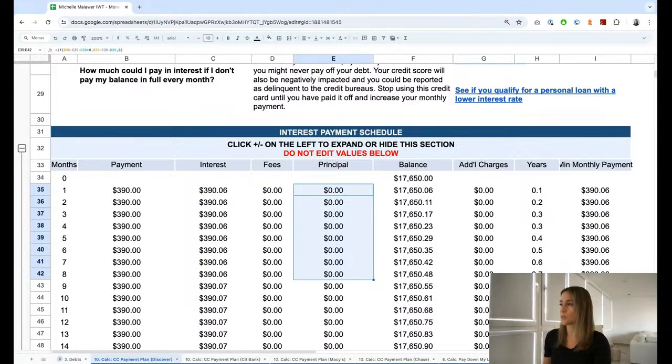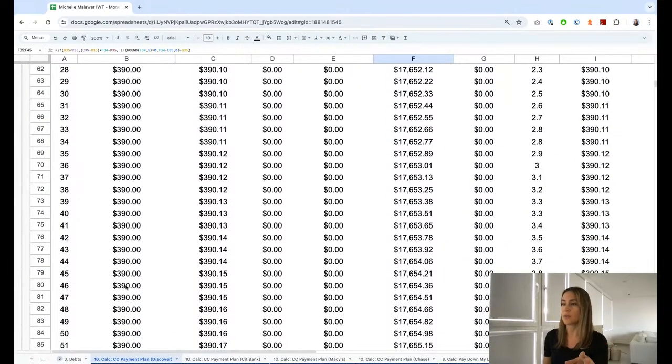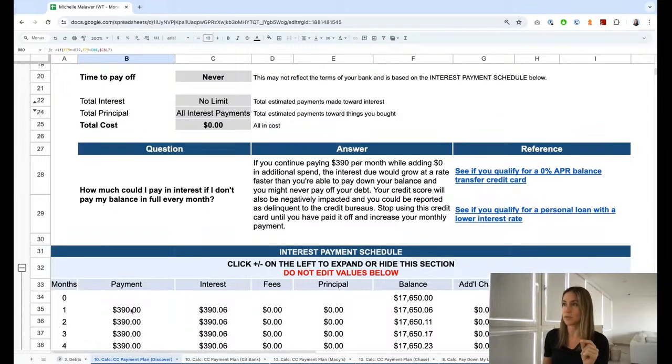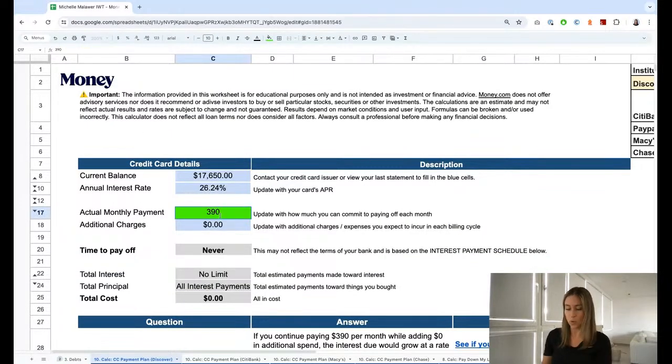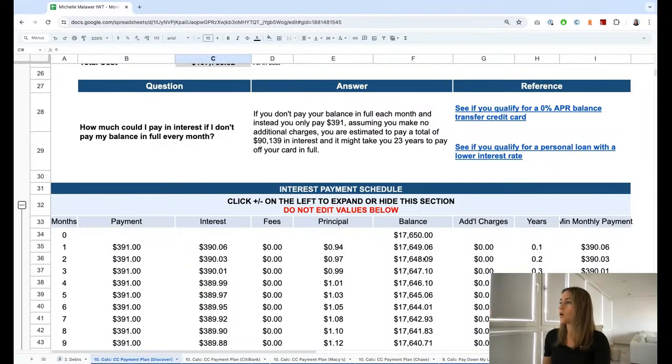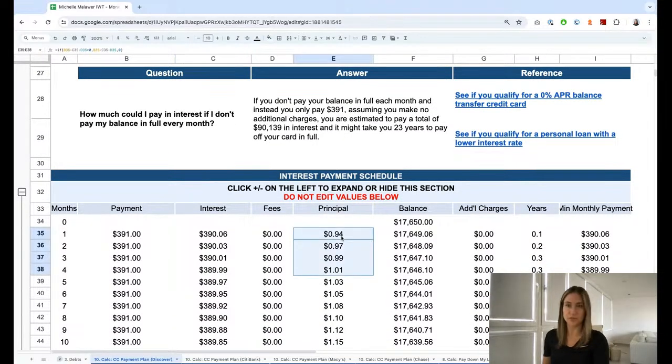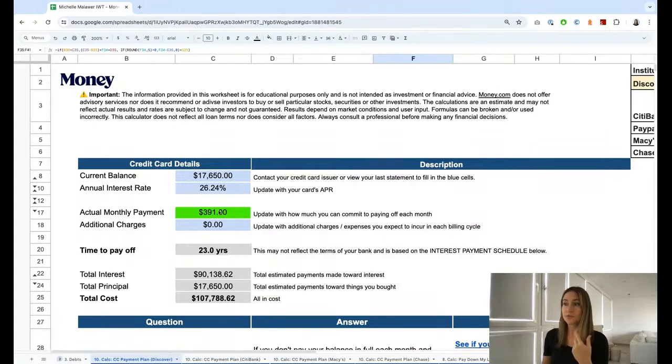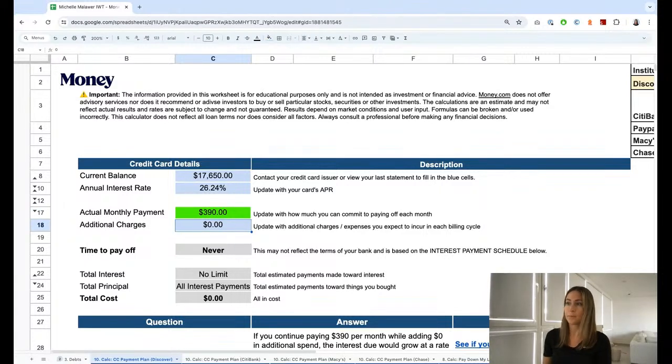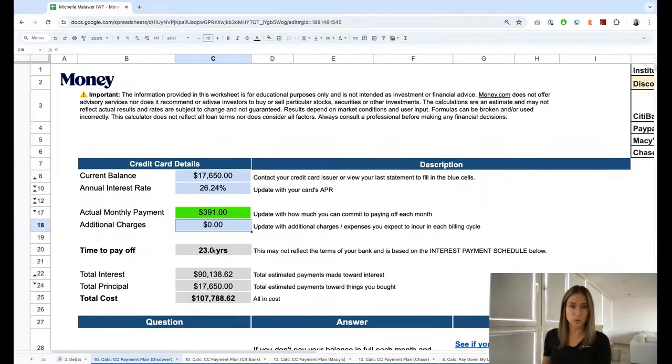The amount paid towards the principal never goes above zero, and the amount just slowly increases over time because this is slightly less than the interest amount. Now, for example, if you change that to $391, it would slightly go down over time. You would have a fraction of a dollar starting to pay towards the principal, and this would start to move in the other direction. So the difference of $1 makes a huge difference. If I change this to 0, time to pay off is never, versus if I add $1, it will take 23 years.